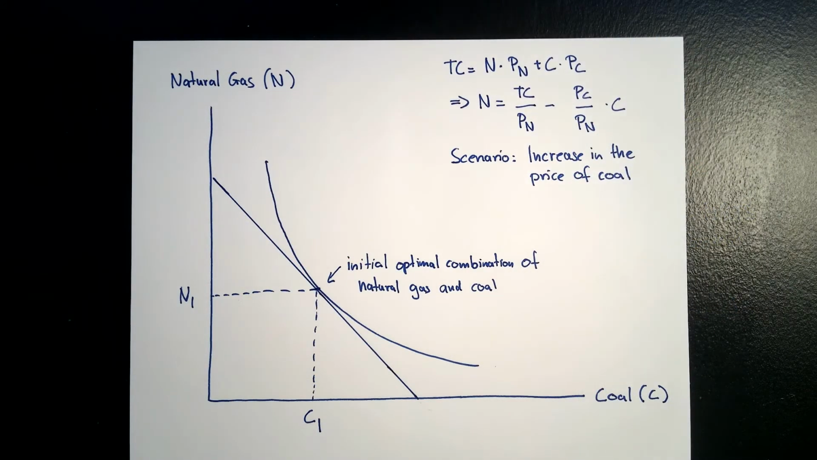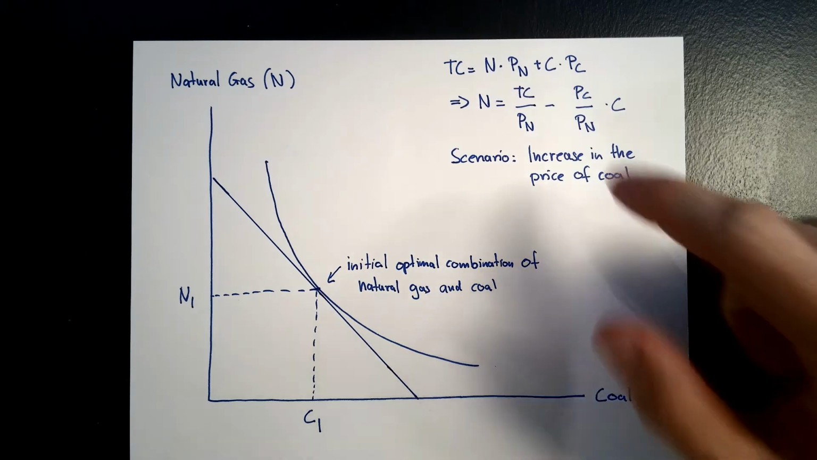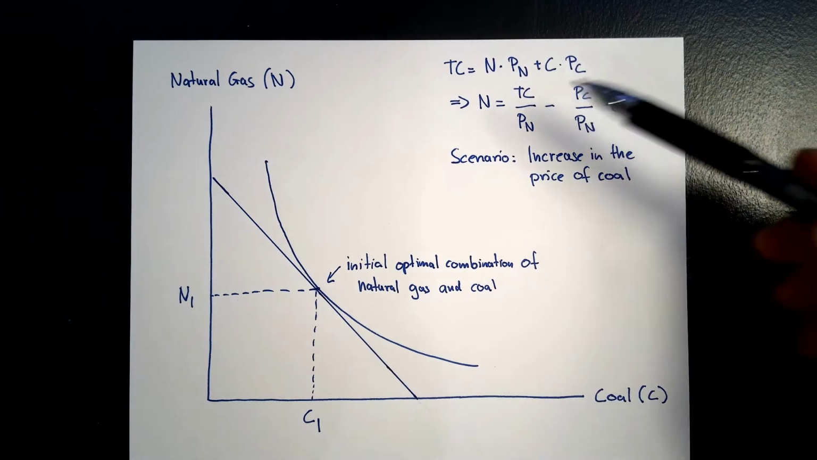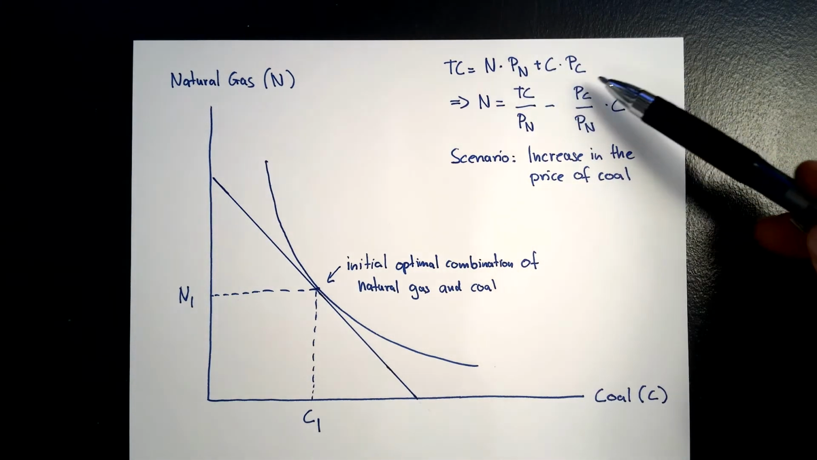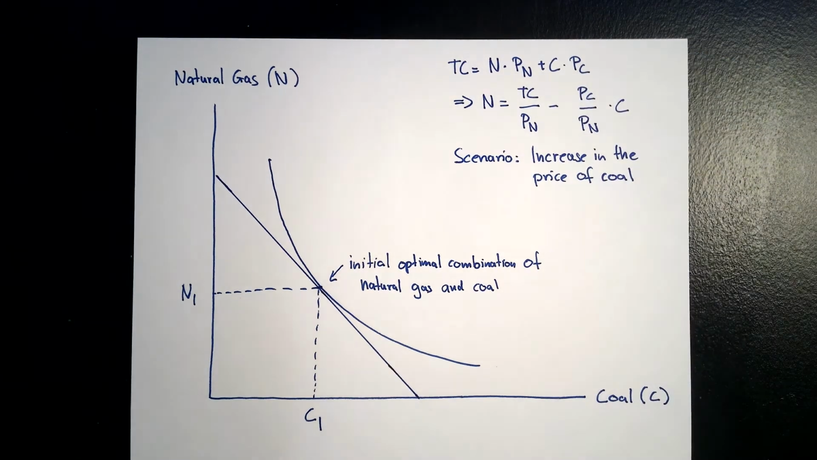Let us do an example to see how this model works. Suppose that we have an electric utility which produces electricity from a combination of natural gas and coal. We have the price of natural gas, Pn, and we have the price of coal, Pc, and N and C represent the physical units of natural gas and coal.